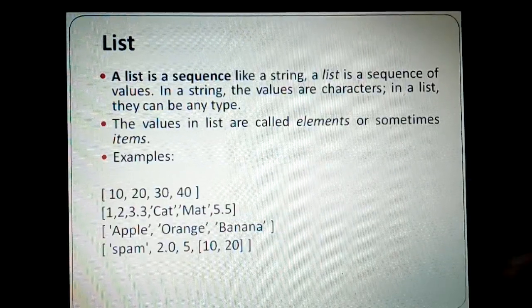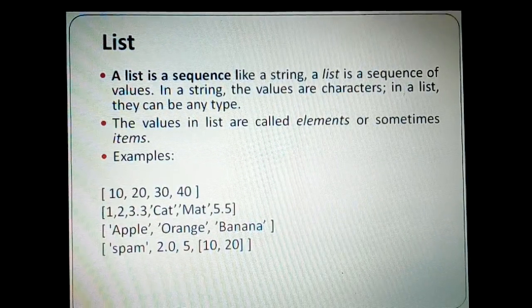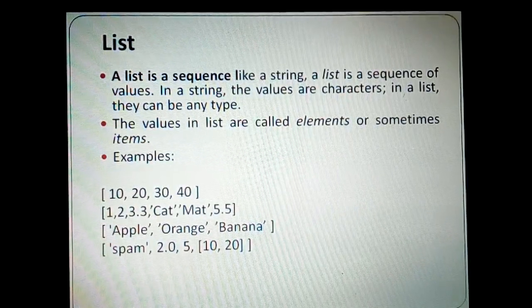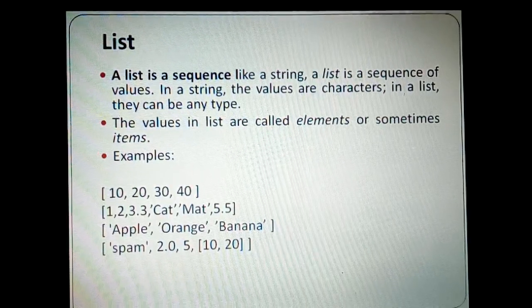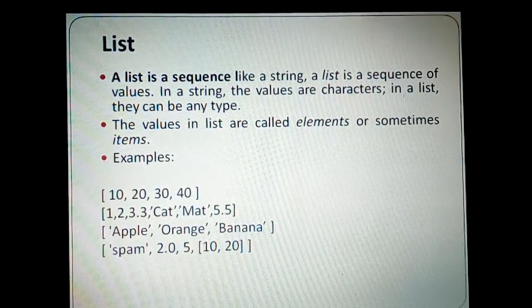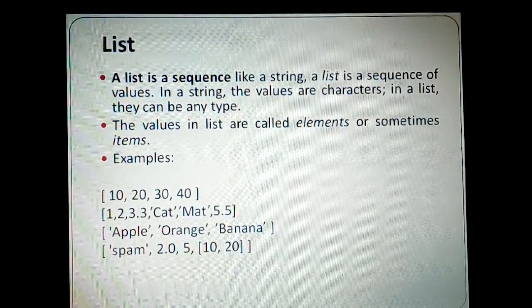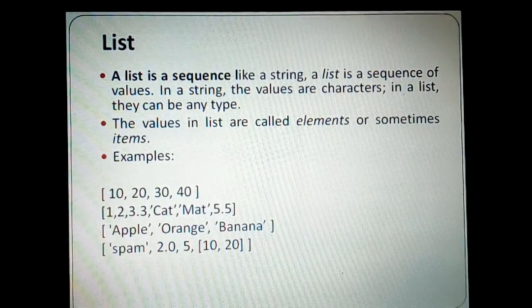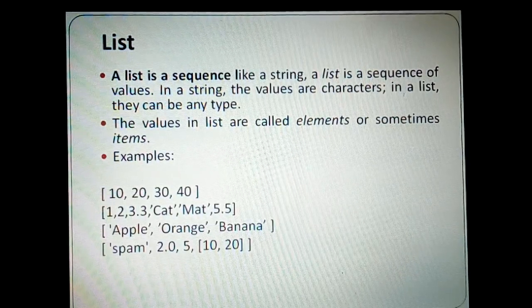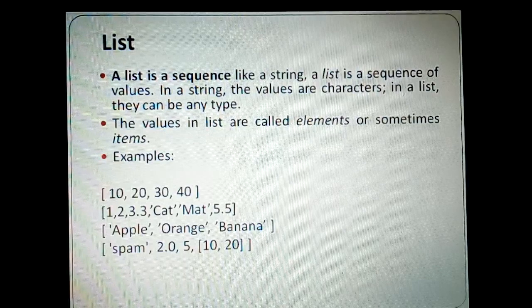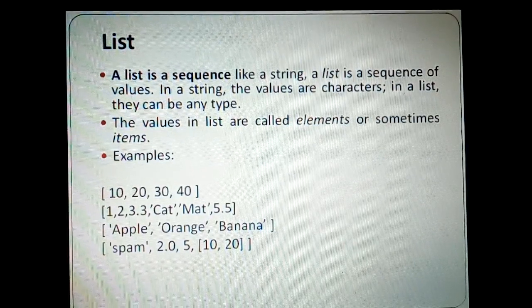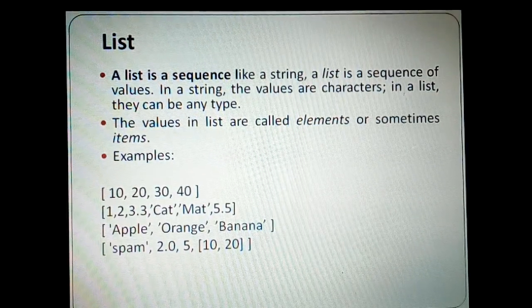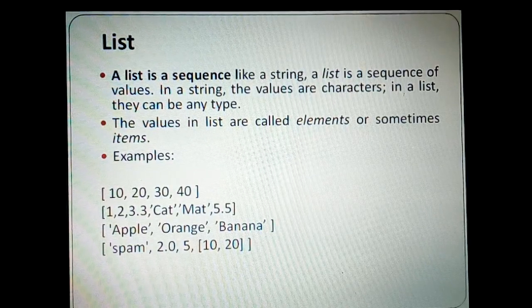Now list is of course like a string, but how does it differ? That is what we need to understand. In a string the values are characters. In a list they can be of any type. Meaning here the values in the list can be of integer type, it can be of string type, it can be of character type, it can be of floating or real value type, and so on. And hence list differs from a string as far as the context is concerned. Now the values in the list are also called elements, or sometimes we call them items.